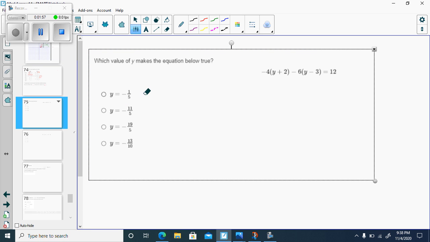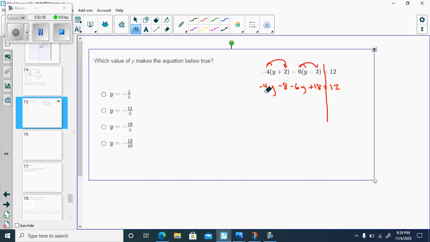Let's look at number 2. Which value of y makes the equation below true? So here's our equation. We need to solve it for y. Okay, here's our line. We need to clean this up. I've got the distributive property here. That would be negative 4y. Distribute here, minus 8. Okay, now let's distribute our negative 6. Negative 6y and a negative 6 times a negative 3 gives me a positive 18.